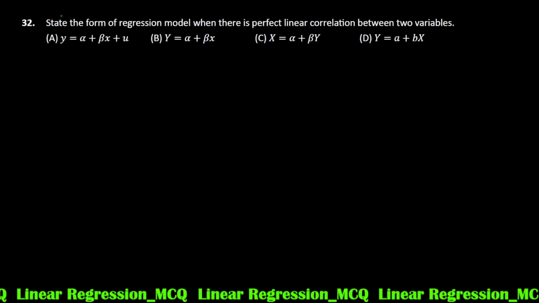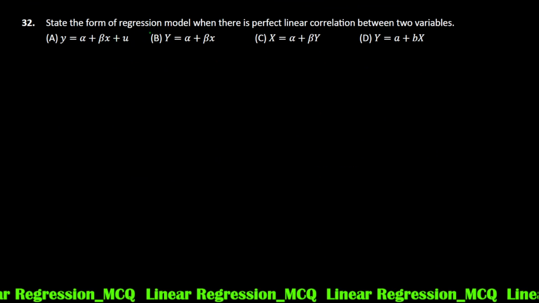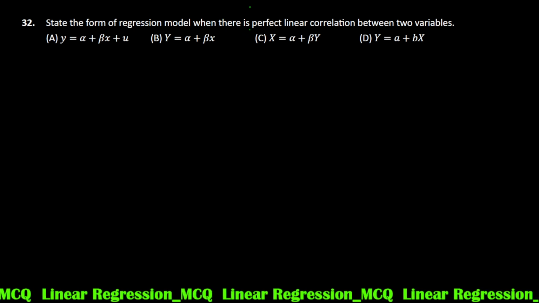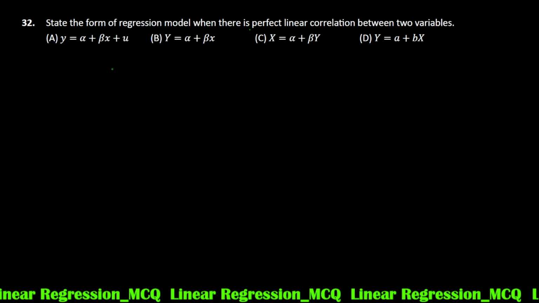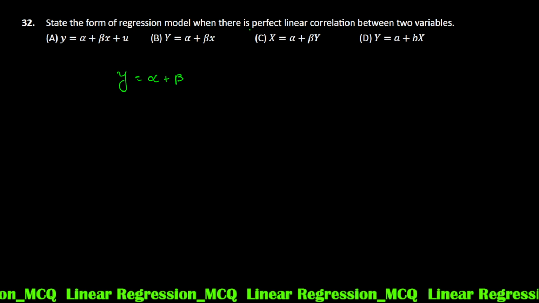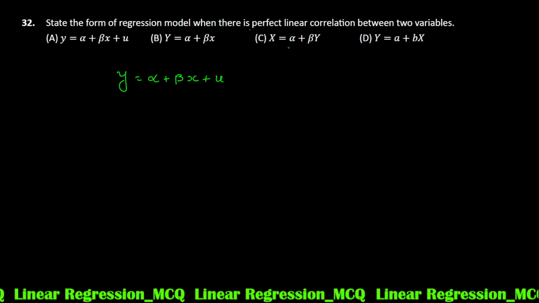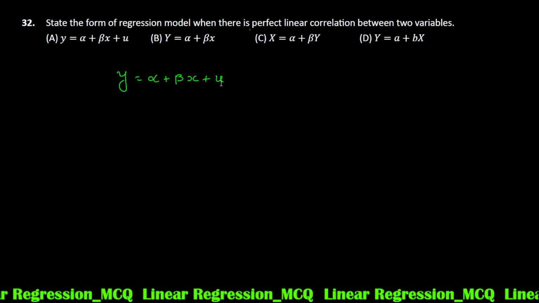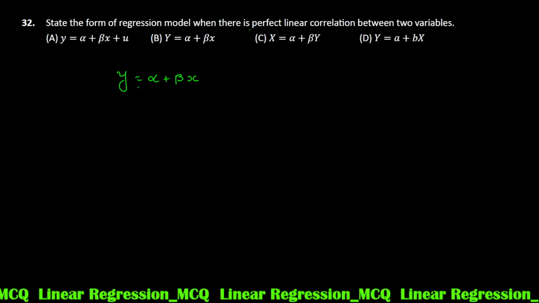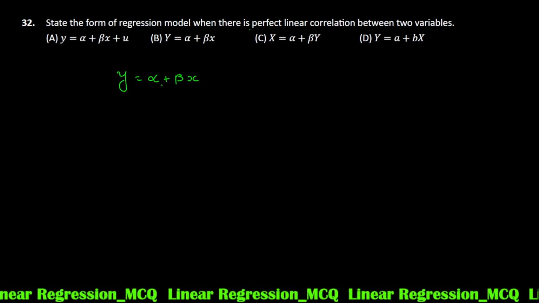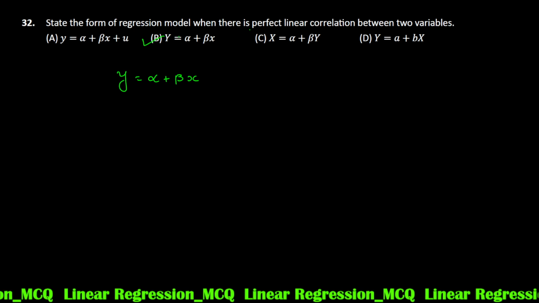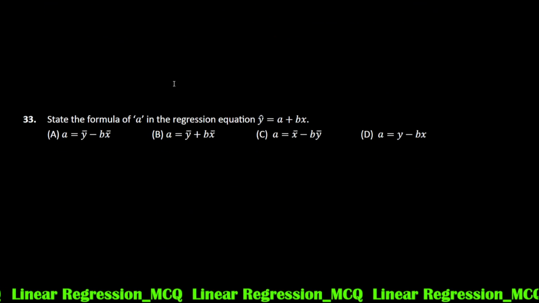Question number 32. State the form of regression model when there is perfect linear correlation between two variables. See, actually, the regression model is y equal to alpha plus beta x plus u. But when there is perfect relation between two variables, there is no chance of disturbance variable or error. That's why the regression model is y equal to alpha plus beta x, and it is given in option B. Option B is correct. Y equal to alpha plus beta x.